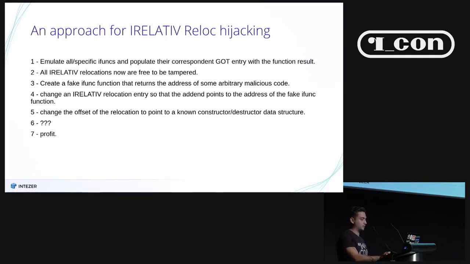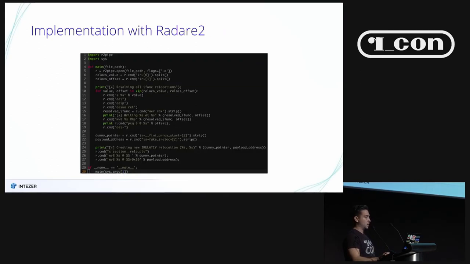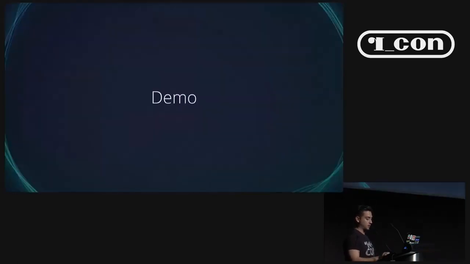Anyways, you create a fake ifunc function that returns the address of some arbitrary malicious code. You change an IRELATIVE relocation entry so that the addend field points to the address of the fake ifunc function. And you change the offset of the relocation entry to point to a constructor or destructor. Again, this is one use case, but there are way more different ways in which you can abuse this. I wrote a 30-line script that does exactly this. For these kinds of things, radare is very, very useful. So anyways, let me show you this.